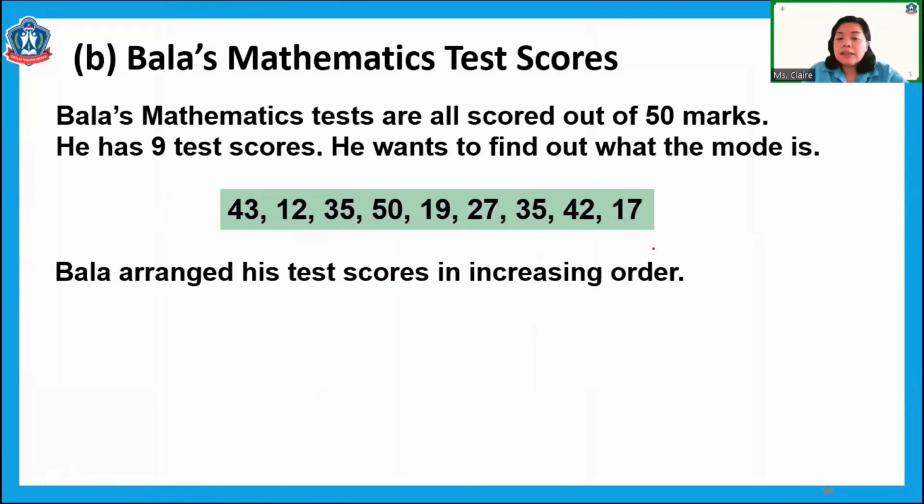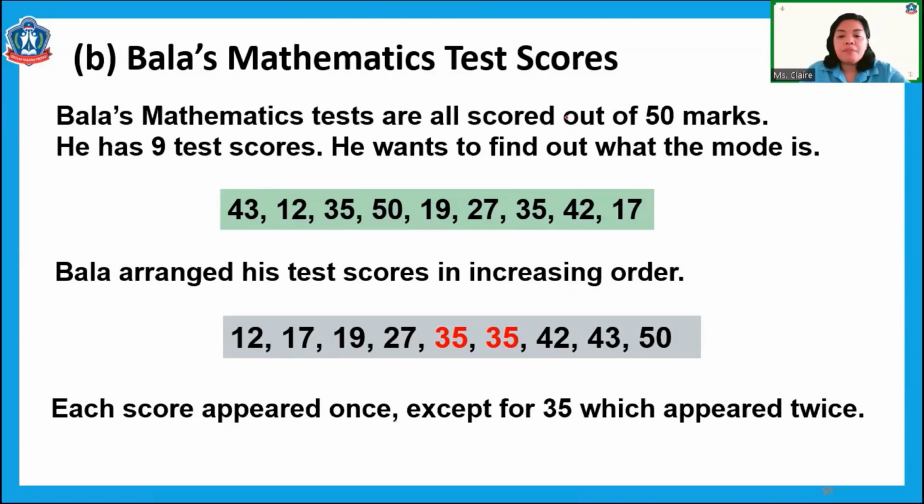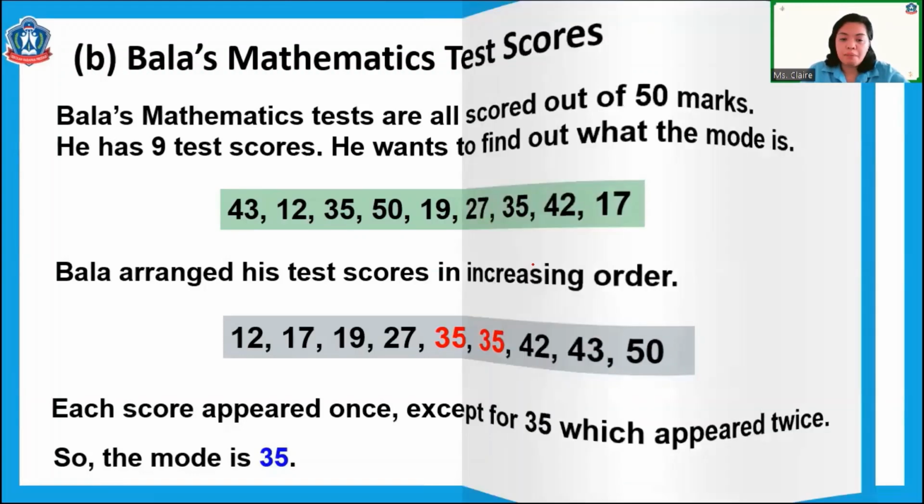So Bala arranged these tests in increasing order. Why do we arrange it in increasing order, or from the smallest to the biggest number? So it will be easier for you to find out which number or data appears the most. If you observe, only 35 appeared twice. The others appeared only once. Therefore, the mode is 35. So that is a mode, children.